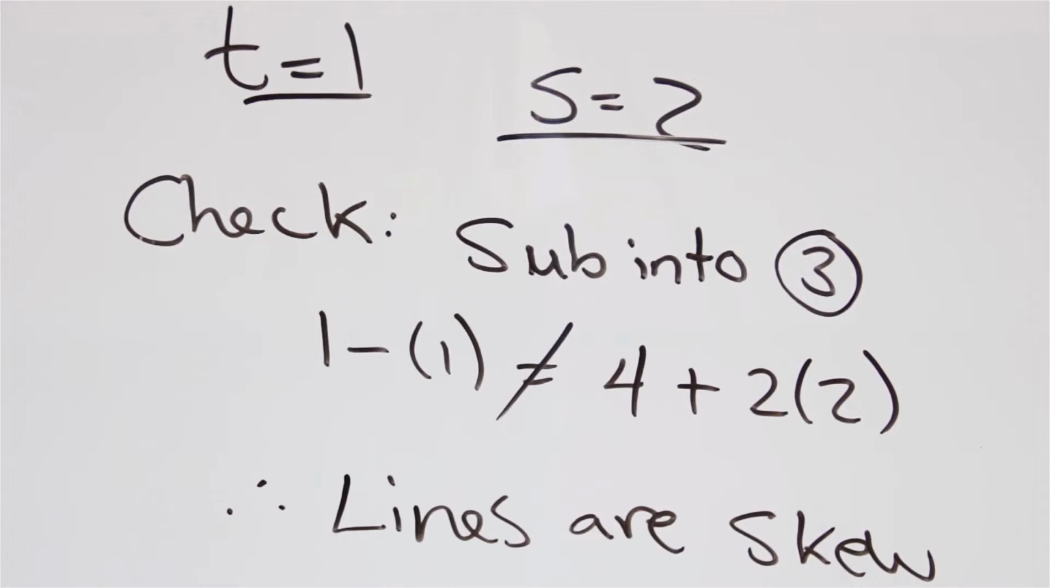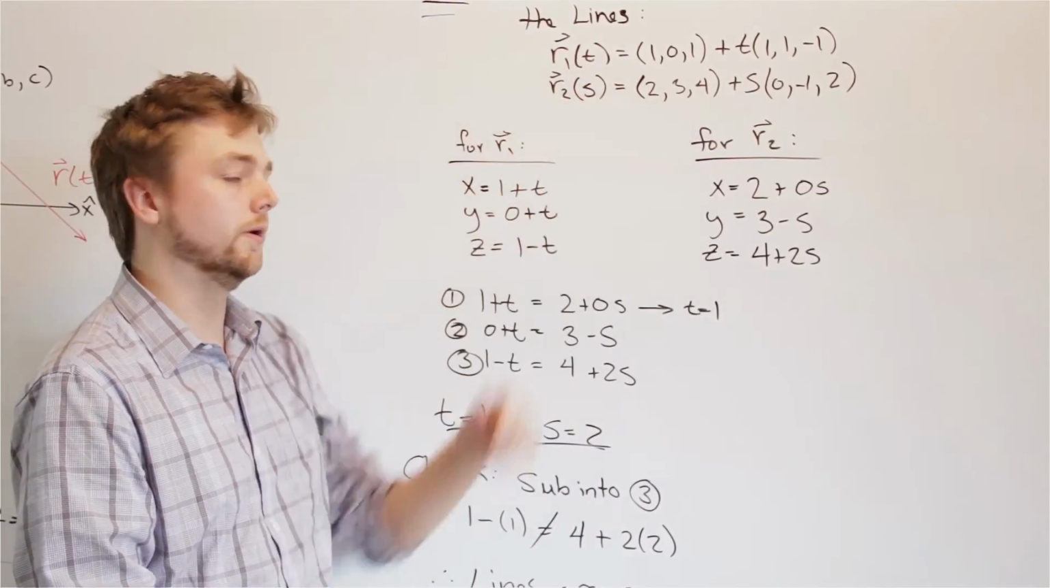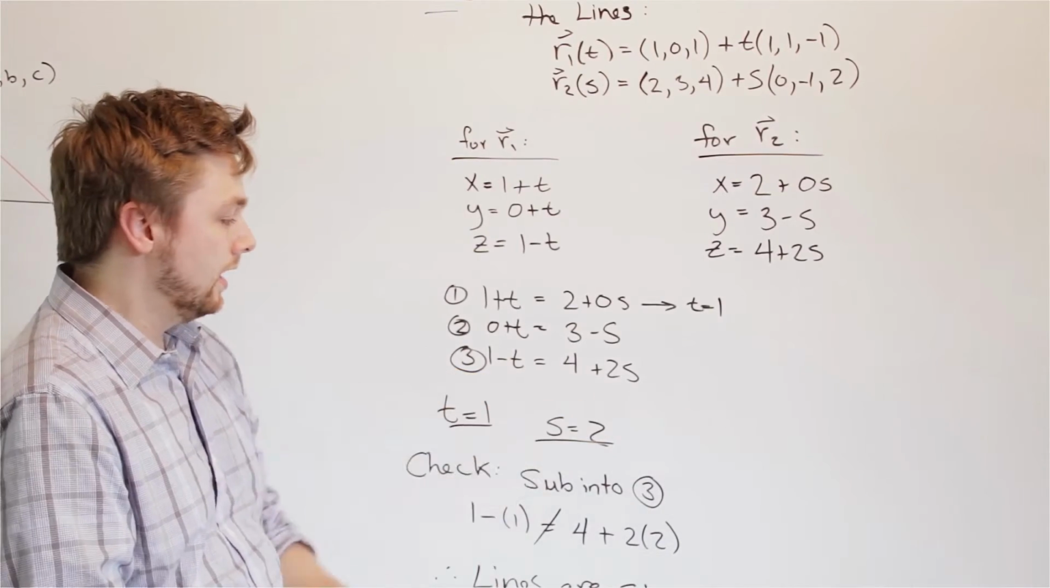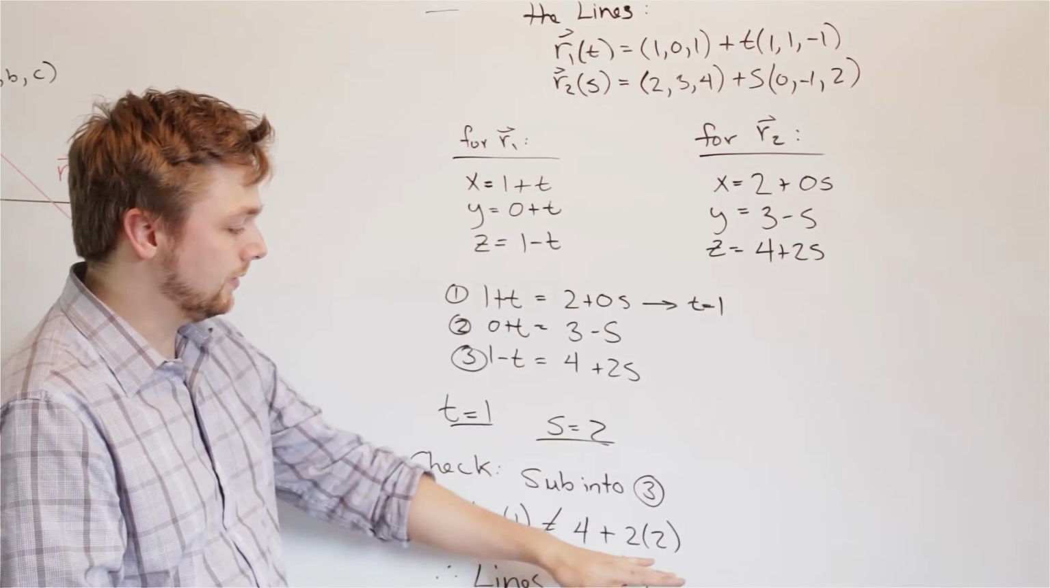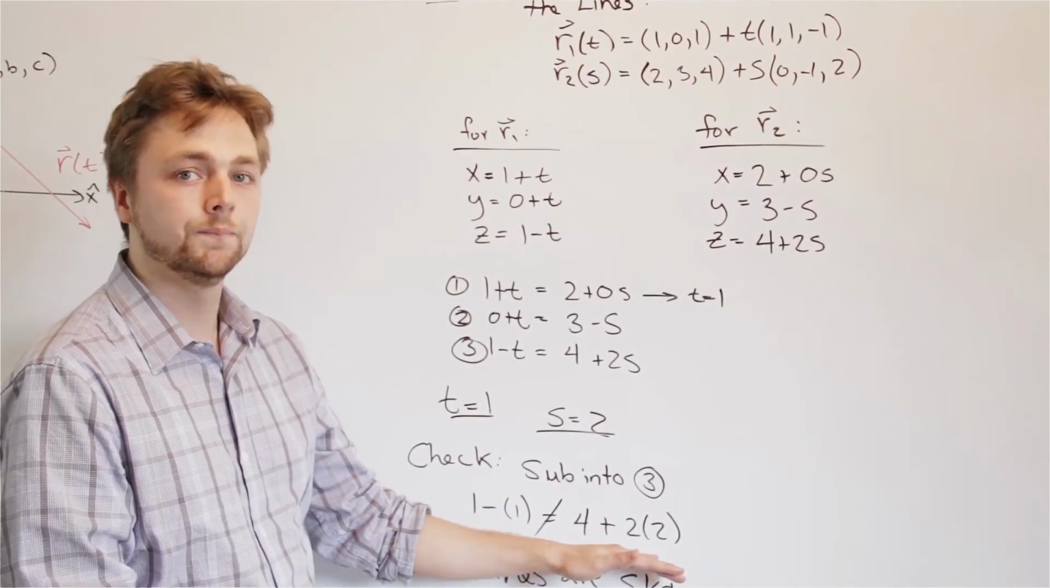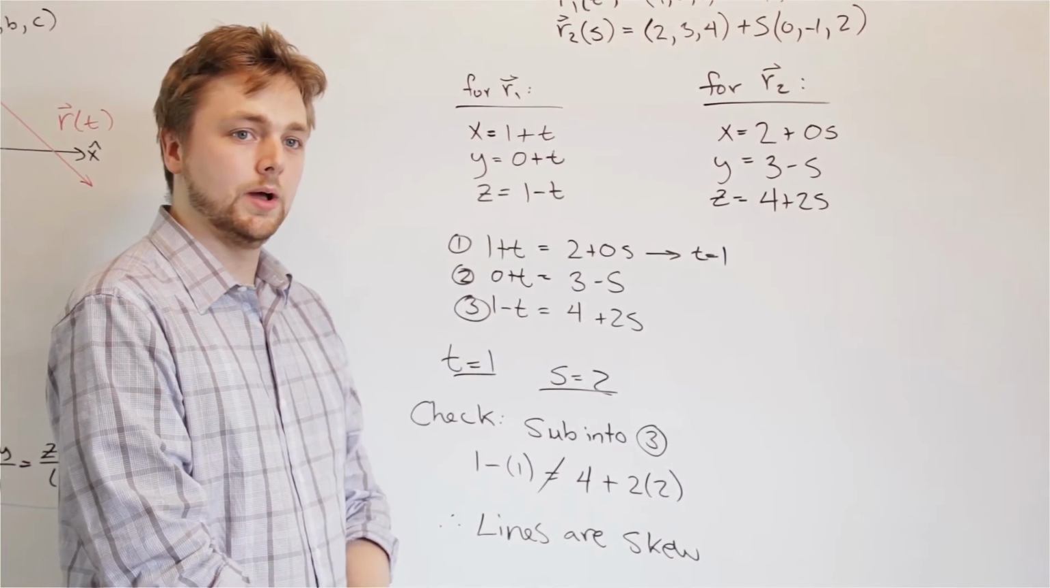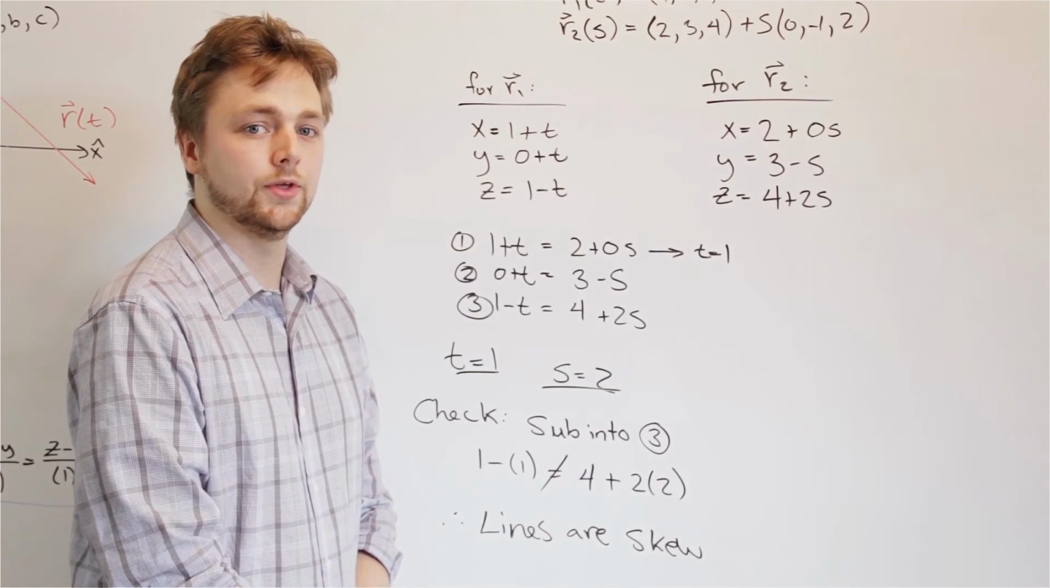What this should mean is if we subbed t back into equation 1 and s into equation 2, we should end up with all 3 components being equal. However, we need to check. We haven't used equation 3 yet. If we sub these values into equation 3, we see in fact that these are not equal. What this tells us is that these lines are skew. It means that they intersect on 2 of the components, but they miss on the 3rd.